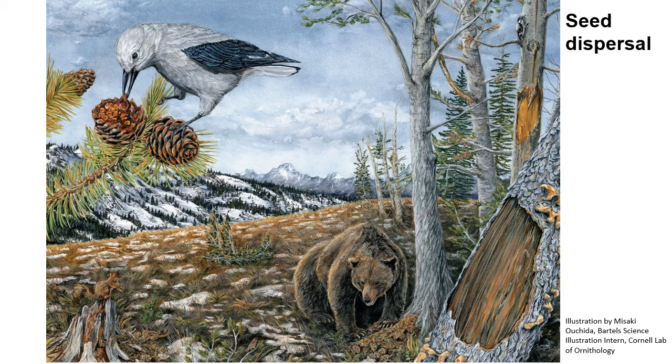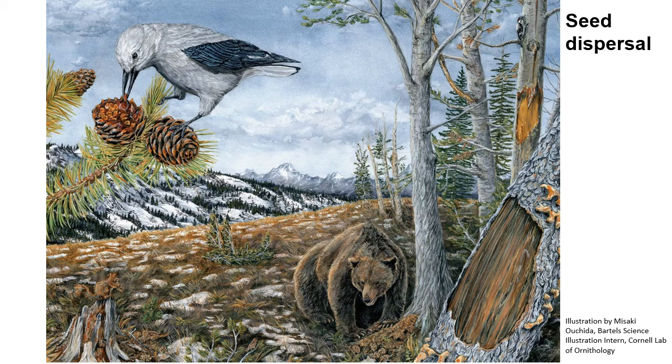This painting here is a nice illustration of some interesting interactions in the greater Yellowstone ecosystem, so in sort of northwestern Wyoming and Montana. The bird that you see sitting on those cones is a Clark's nutcracker, which is kind of a woodpecker. And the seeds it's eating out of those cones are of the whitebark pine, Pinus albicaulis. And there's a really interesting symbiosis at work here.